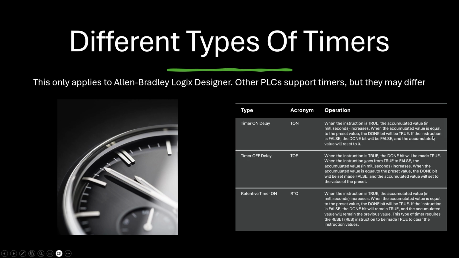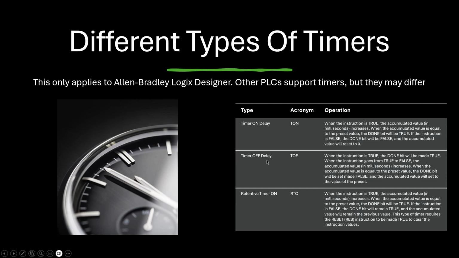If the instruction is made false, meaning that the rung becomes inactive, then if the done bit was active, the done bit will be set to 0, and if there was a value in the accumulated or elapsed value, then it will be reset to 0.